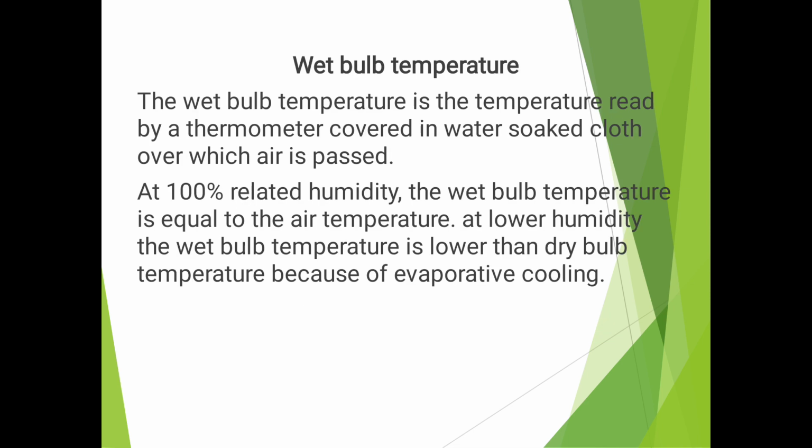Next is wet bulb temperature. Wet bulb temperature is the temperature read by the thermometer covered in a water-soaked cloth over which air is passed. That is, the thermometer is covered completely by a wet cloth soaked in water. While the air passes, the temperature read by the thermometer is known as the wet bulb temperature.